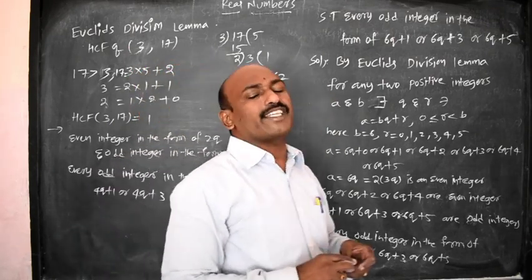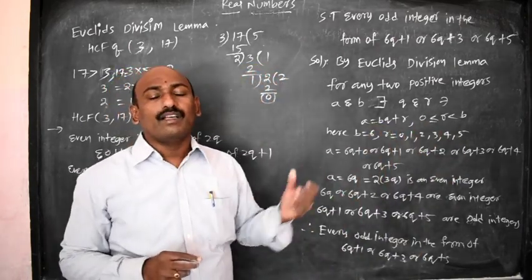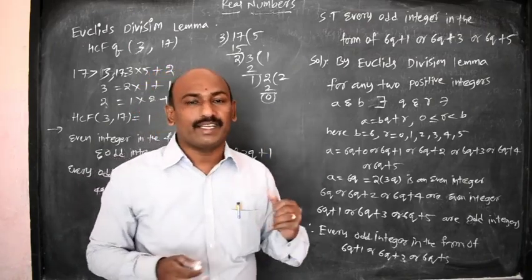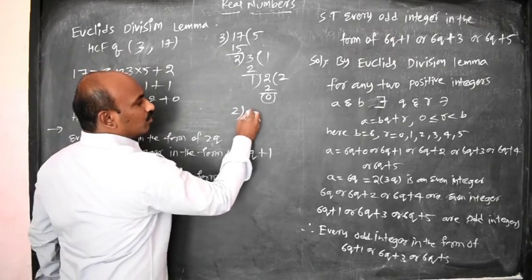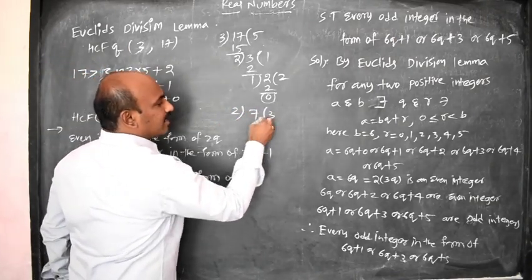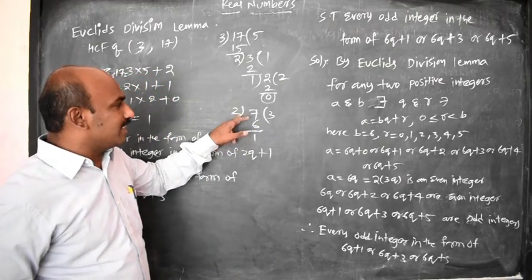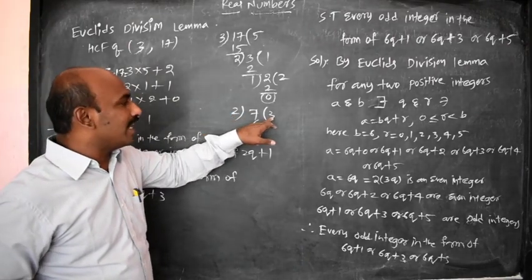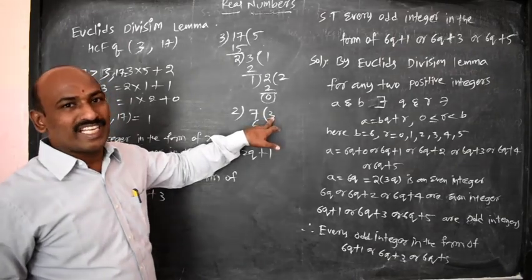First, we need to define the definition. What is Euclid's division lemma? For any two integers, there exist a quotient and remainder, and this process will be unique. If you take 7 divided by 2, 2 times 3 is 6 and the remainder is 1. For these two integers 2 and 7, one is the dividend and the other is the divisor, then a unique quotient and remainder will exist.